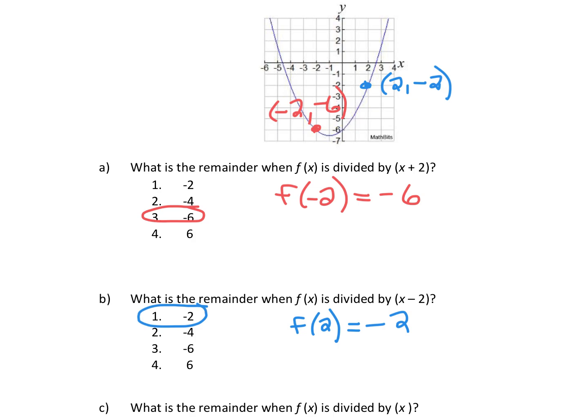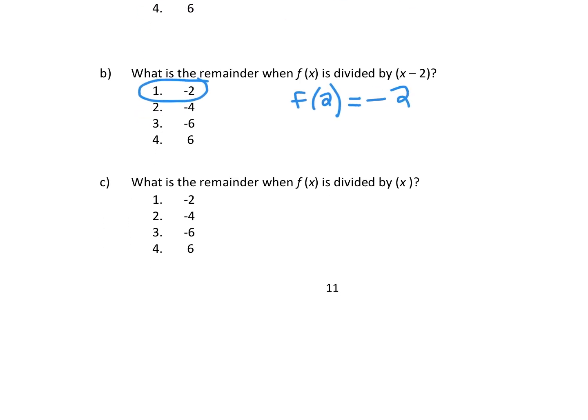All right, and then finally letter C. What is the remainder when f of x is divided by x? All right, well, let's think about it. x is the same thing as x minus 0 or even x plus 0. Either way, whether it's a plus 0 or a minus 0, aren't we taking 0 and substituting it in for this x? So we're trying to find, actually let me change colors again on the graph. We're trying to find f of 0.